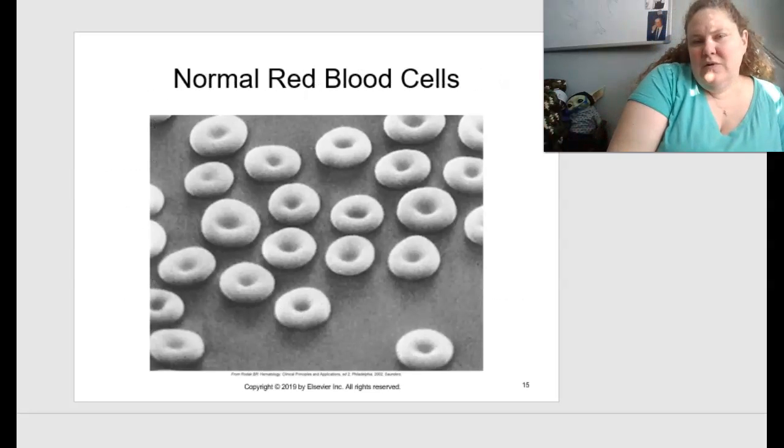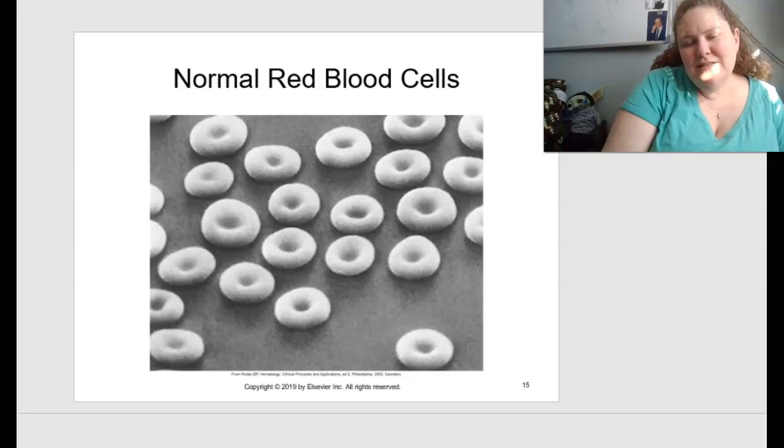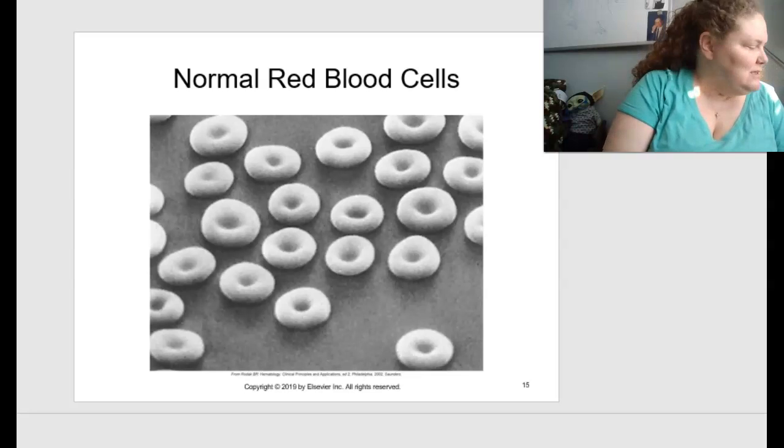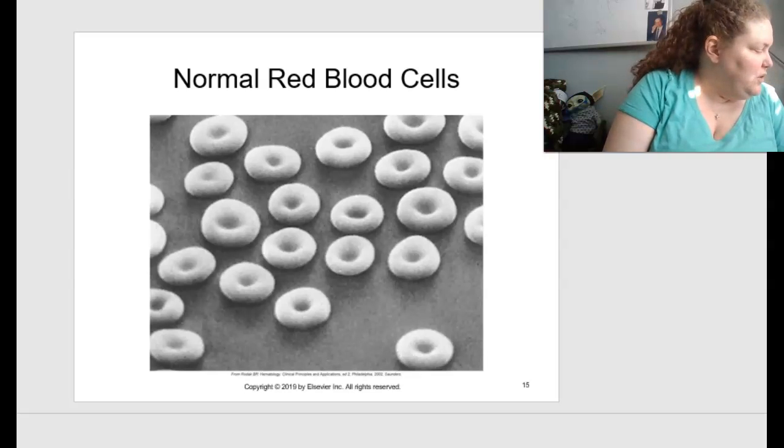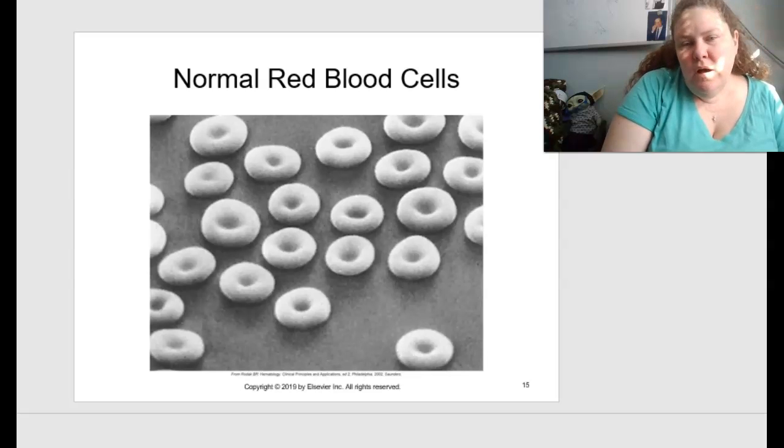So this is a picture of our donuts, or our Cheerios looking cells. These are actually your red blood cells. This is figure 10.6, and they're showing your normal biconcave, non-nucleated red blood cells. They're donut shaped and kind of squishy.